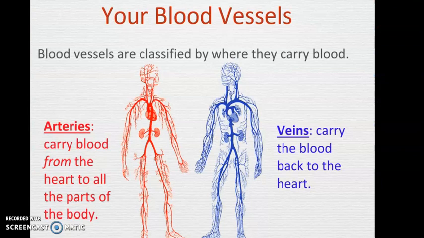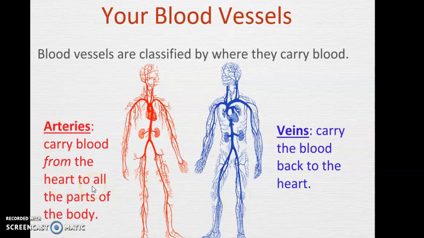All right, the first one: the blood vessels that carry blood from the heart to all parts of the body are the arteries. Think of it this way: we need oxygen to get to all parts of our body, so the starting point is the arteries. Start, carry blood from the heart, start, heart, okay?